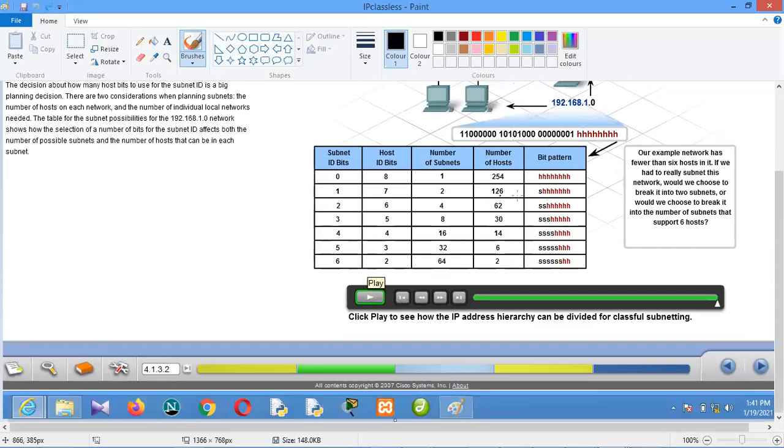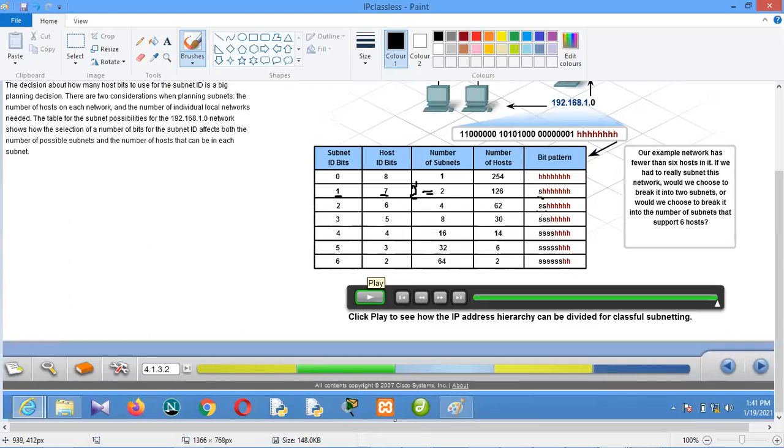Now we decided to borrow 1 bit. We borrowed 1. If you borrow 1, how many bits will be remaining? They are 8 in number, so if you borrow 1, 7 will remain. So the number of networks we are going to get is 2 raised to the power of the number that we borrowed, which is 1. We're going to have 2 networks.